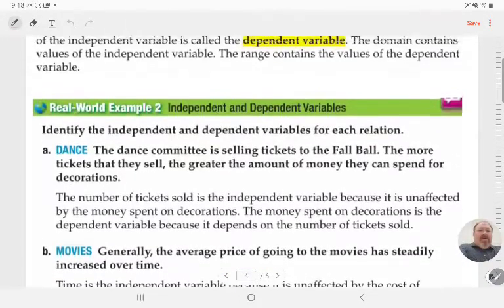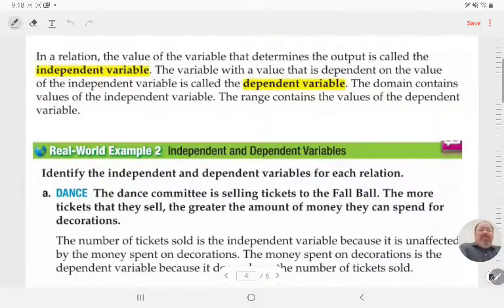All right. So in a relation, the value of the variable that determines the output is called the independent variable. The variable with the value that is dependent on the value of the independent variable is called the dependent variable. The domain contains values of the independent variable. The range contains the values of the dependent variable.